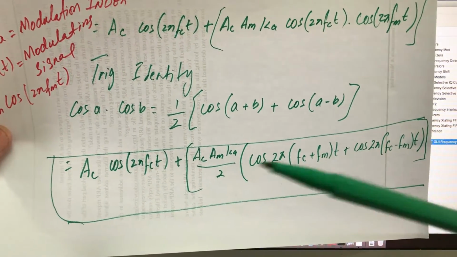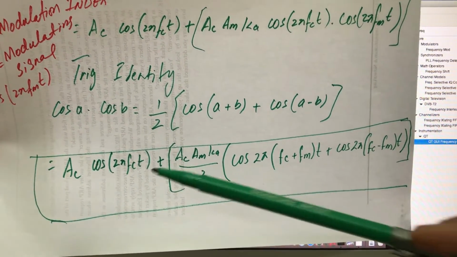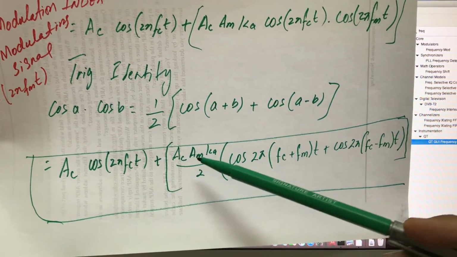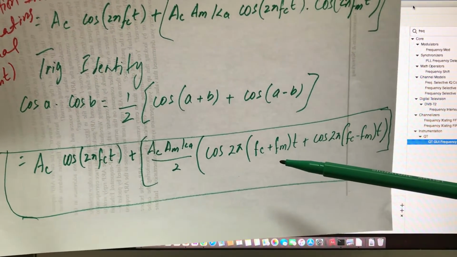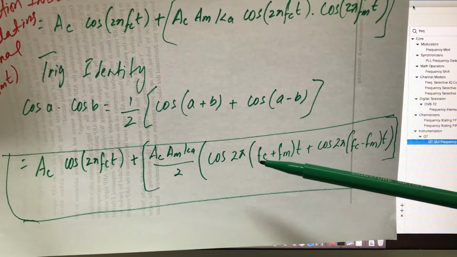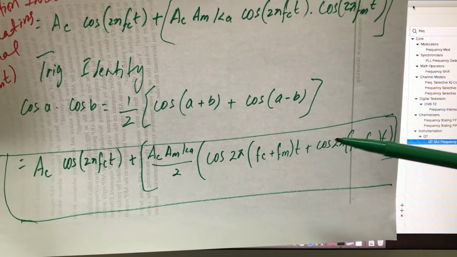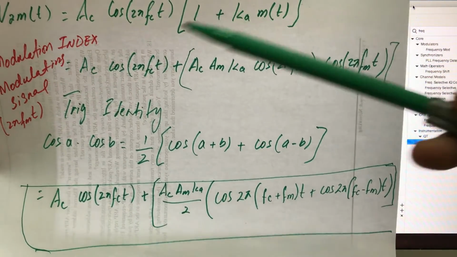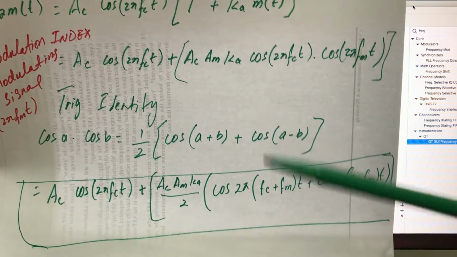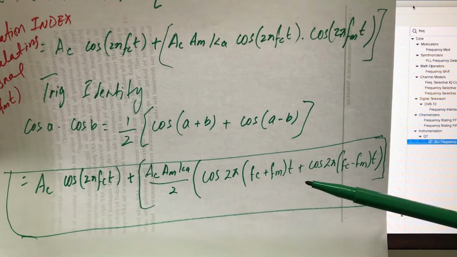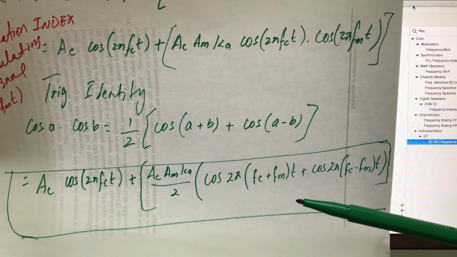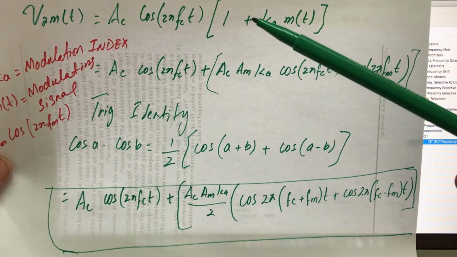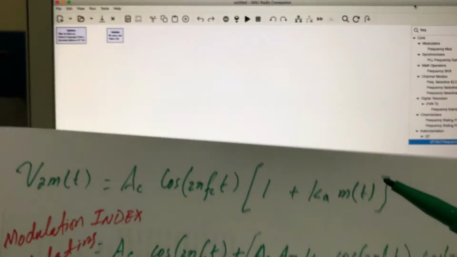So according to this definition, your spectrum should have a carrier component with some amplitude. You will have a modulated signal which should consist of FC plus FM frequency and FC minus FM frequency. This equation, when I distributed this term and applied my trig identity, this is what I should see. And so let's try to observe this signal. Keeping this equation in mind, I'm going to make a flow graph.